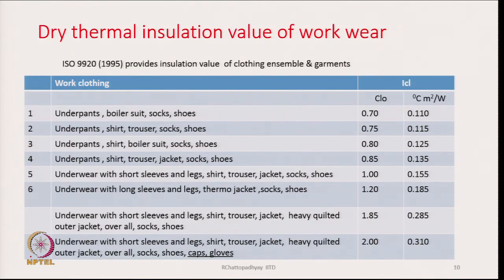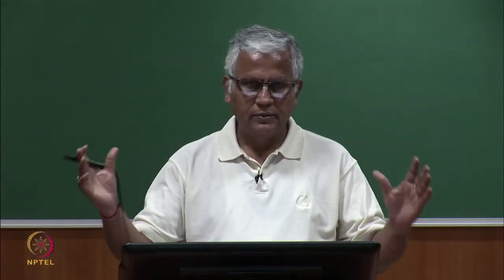Here is a table where the I CL values in clo unit and in degree centigrade meter square per watt, both the units are shown. These are some standards by ISO 9920. So, they have measured a number of combinations of the ensemble and given this value, and this is going to guide us when we are trying to design an ensemble for a person for a particular environment.